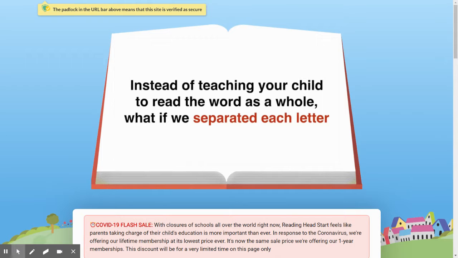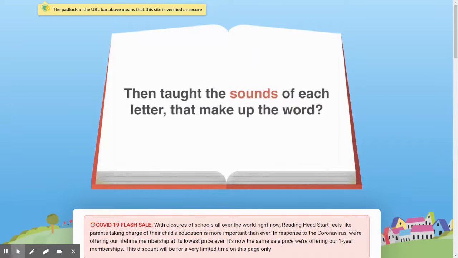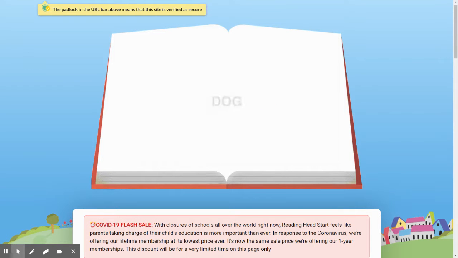Instead of teaching your child to read the word as a whole, what if we separated each letter, then taught the sounds of each letter that make up the word? For example, dog becomes D-O-G, and then is sounded out da-o-ga, with the sounds quickly strung together to make the complete sound of the word dog.